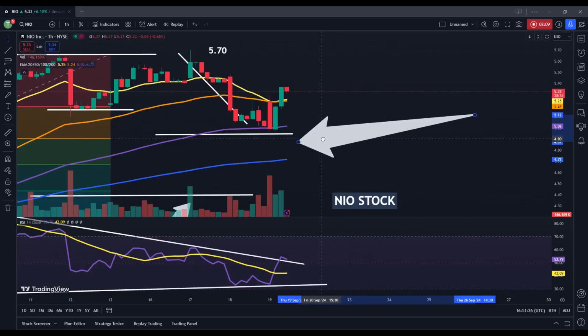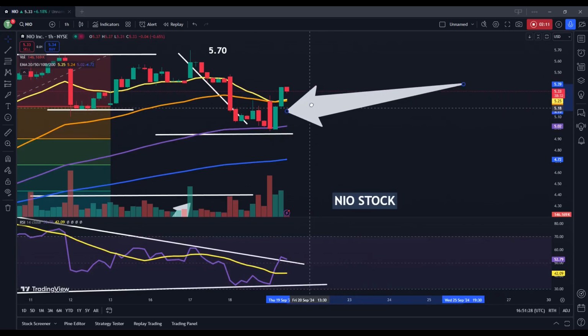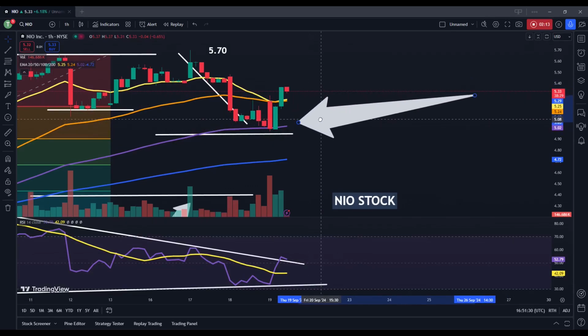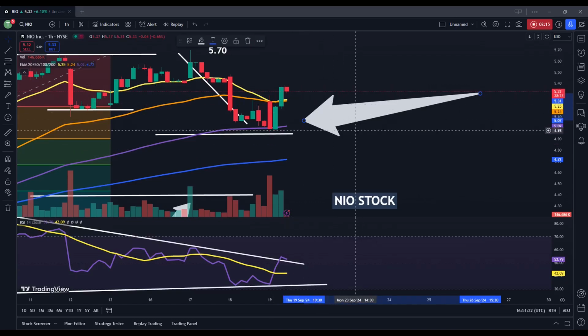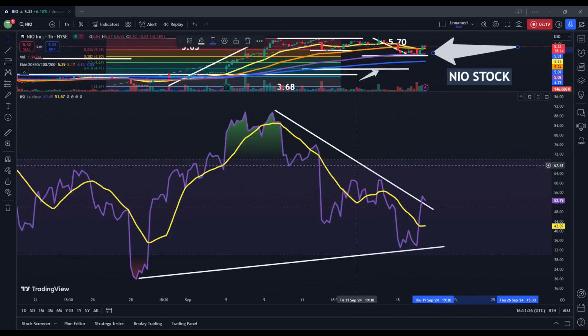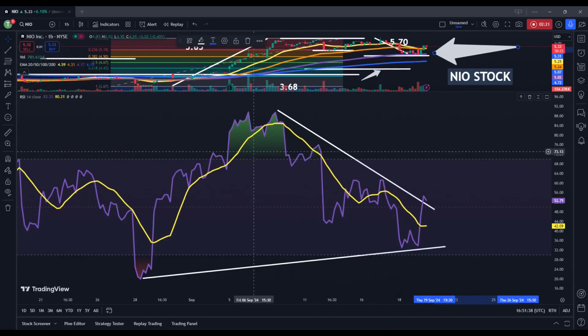If we drill in here and move in a bit, we can see that we have now overcome this entire exponential moving average cluster. That is positive because it does suggest that momentum is positive. And if we look at the indicator reading, we can see some additional signals that start to point in that direction.